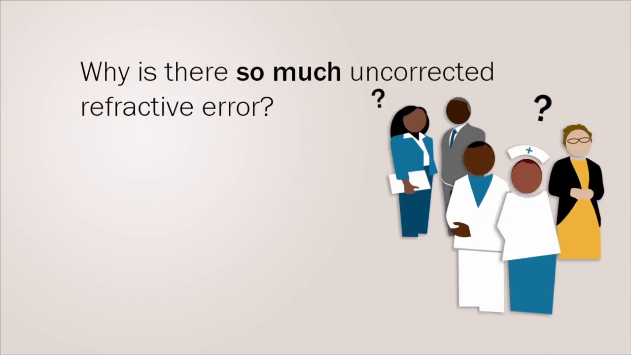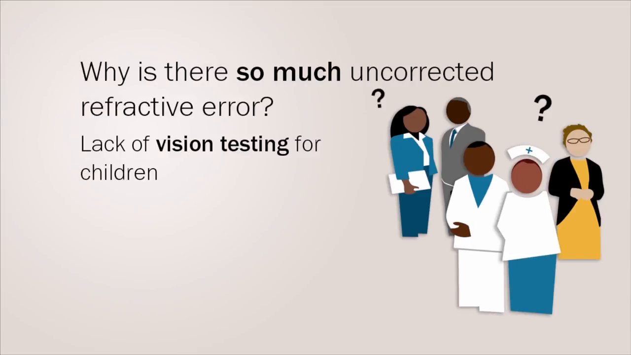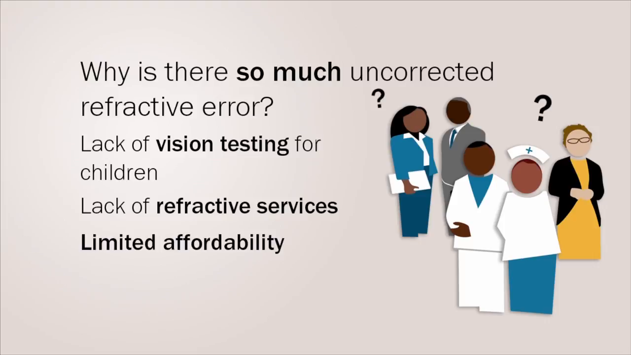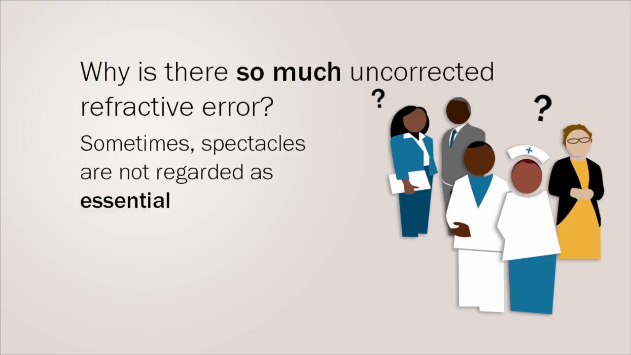Why is there so much uncorrected refractive error? Well, many settings lack vision testing for children to ensure early detection and management. There is a lack of refractive services and limited affordability of spectacle correction, particularly in rural communities. Sometimes spectacles are not regarded as an essential medical intervention. And lastly, there may be cultural disincentives, which means that people choose not to wear or accept correction, especially girls.